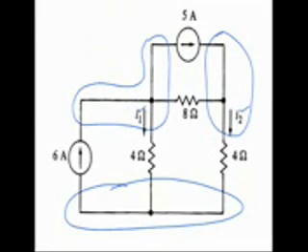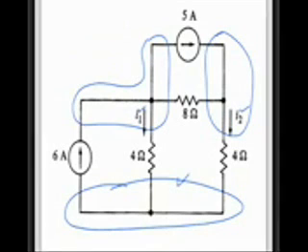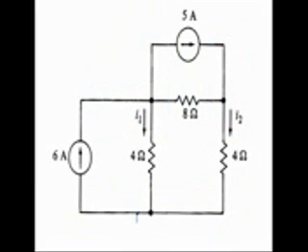There's no indication of which node to use for the reference or the ground node, so I'm just going to go ahead and pick the bottom one. So I'll draw a ground symbol on the bottom one. Next step, assign the node voltages. I'll call that one voltage V1, and I'll call that one voltage V2.